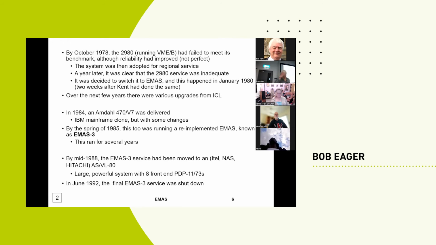So by mid-1988, they moved it to something else. I've put different manufacturers here because it depends exactly when you look. ITEL, NAS, National something systems, and Hitachi. And it is an ASBL80, a massive machine. I think it has 16 CPUs with 8 front-end PDP-11s. It was an absolutely enormous system. And they ran that for 4 years, and by that time the PC was taking over. And so they finally shut it down in June 1992.